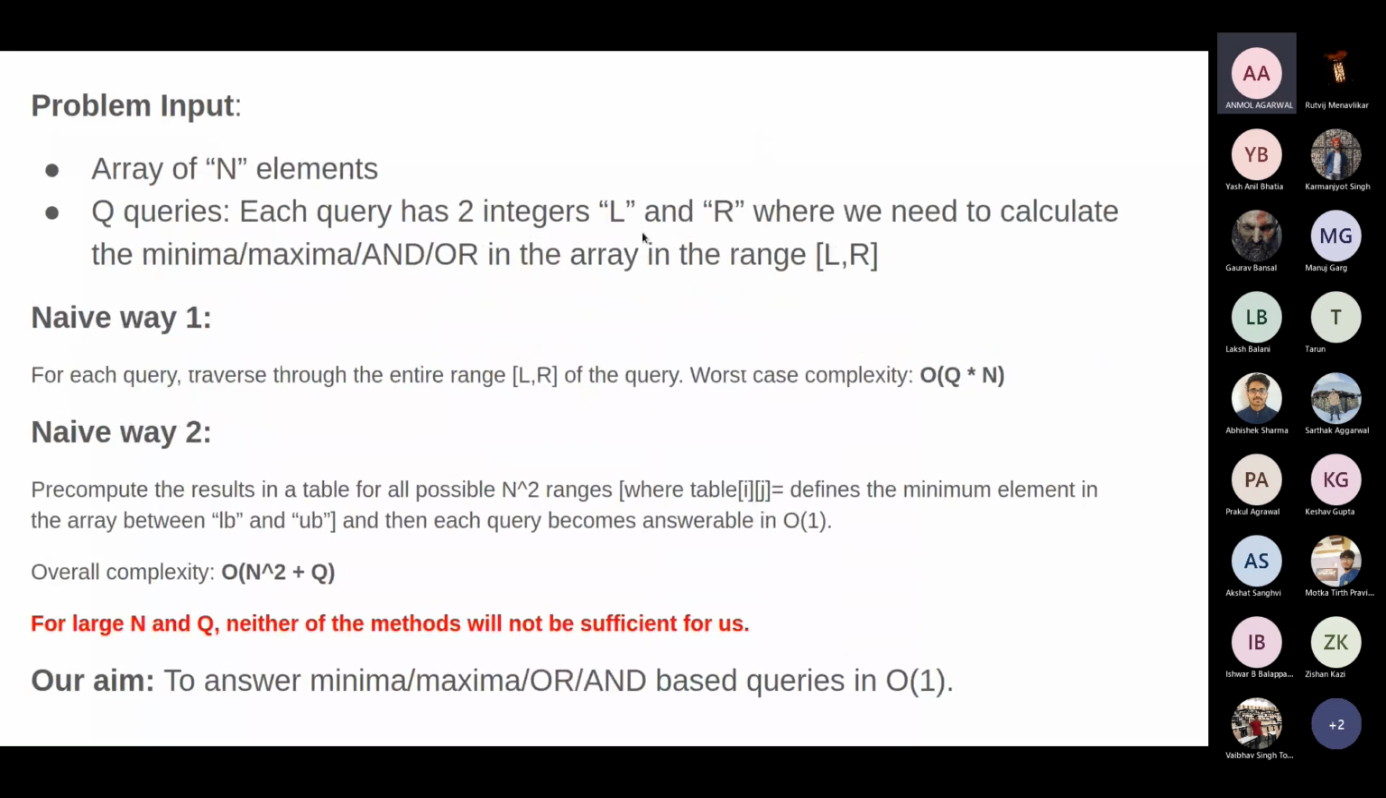Cool. So let's first consider a basic problem where we are given an array which has n elements, and we have q queries where each query is defined by two integers, L and R. These two integers are basically the positions of some elements in the array, and we need to calculate either the minima, maxima, or or of all the elements in the array whose indices are between L and R. If anyone has trouble understanding what our problem statement is, just ask, please. You can also type in the chat. I'm looking at the chat as well.